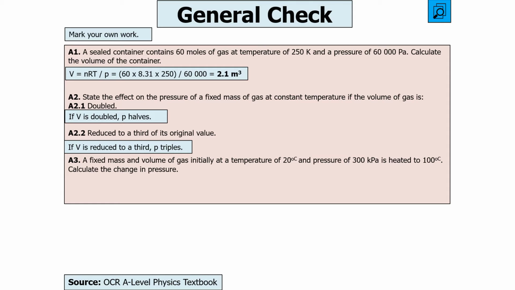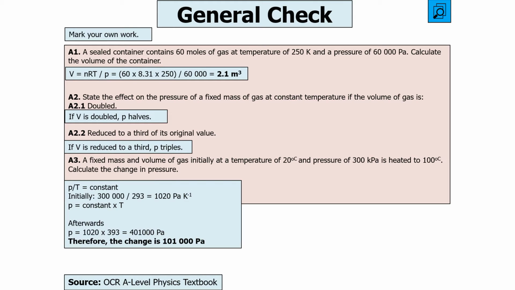Now in this next one, we know from the second law, from Charles's gas law, that P over T is a constant. So we can work out what that constant is from the initial values given. So it's 300,000 over 293. We converted our temperature into Kelvin and our pressure into pascals, so we get 1020. Afterwards we can say pressure is that constant times the new temperature, again in Kelvin. So we work out the new pressure is 401,000 pascals, and it asks for the change in pressure, so find the difference between that and the starting pressure of 300,000, so it's 101,000 pascals.